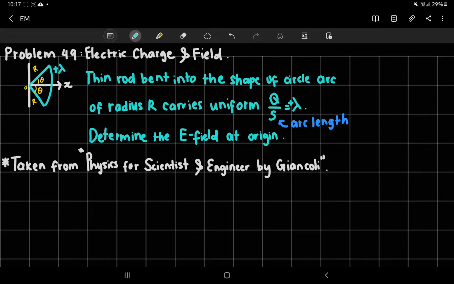So this is the question taken from Giancoli's book Physics for Scientists and Engineers. A thin rod is bent into the shape of a circular arc of radius r and carries a uniform charge per arc length, or charge per length, equal to lambda. Determine the electric field at the origin.